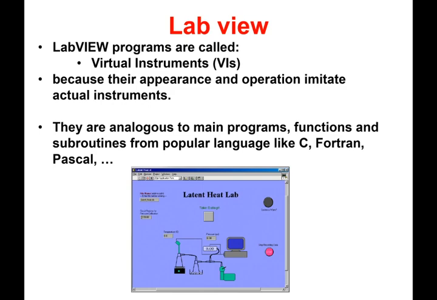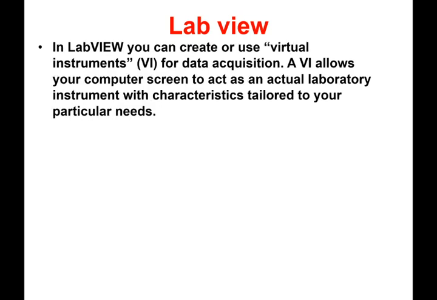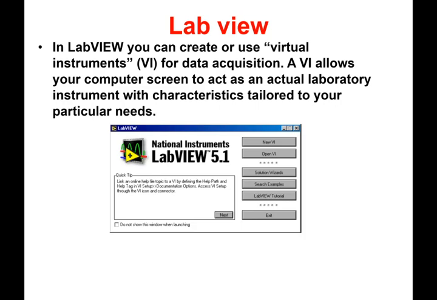So if you write the code for, let's say, latent heat measurement, this is what you are going to see in your VI. As you can see, it directly imitates your experimental setup. In LabVIEW, you can create or use virtual instruments or VIs for data acquisition. A VI will allow your computer screen to act as an actual lab instrument with characteristics tailored to your particular needs. So essentially, this is what you're going to see, or a variation of this in the newer versions that we have.